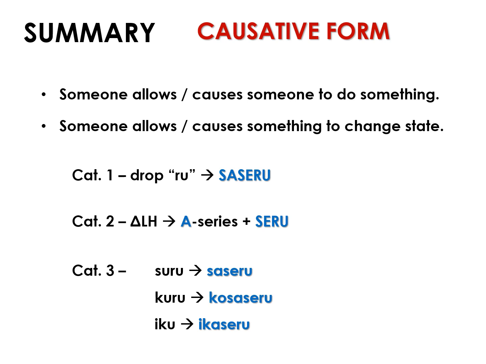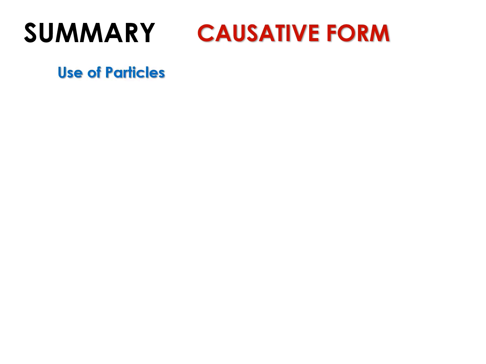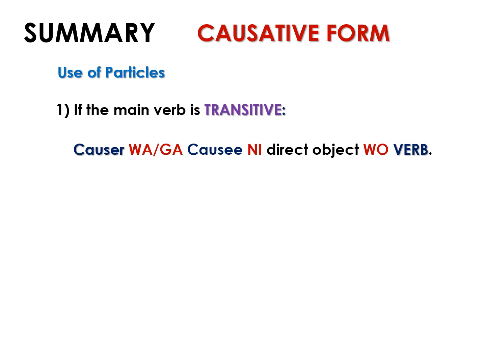And once transformed to the causative form, these verbs behave like ru-dropping verbs and can conjugate and combine with other conjugations and modalities. And just a note on the use of particles when using the causative form. If the main verb is a transitive verb, we follow the pattern causer wa or ga, causee ni, direct object wo, and the saseru causative verb.